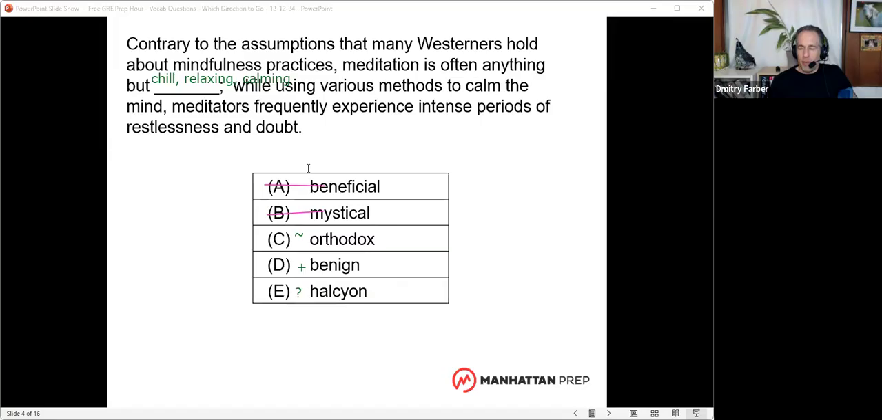I think the most common way we use that is in religion, right? Like Orthodox Judaism, something like that. But what would orthodox mean when you're in the context of meditation? What would that entail to be orthodox?